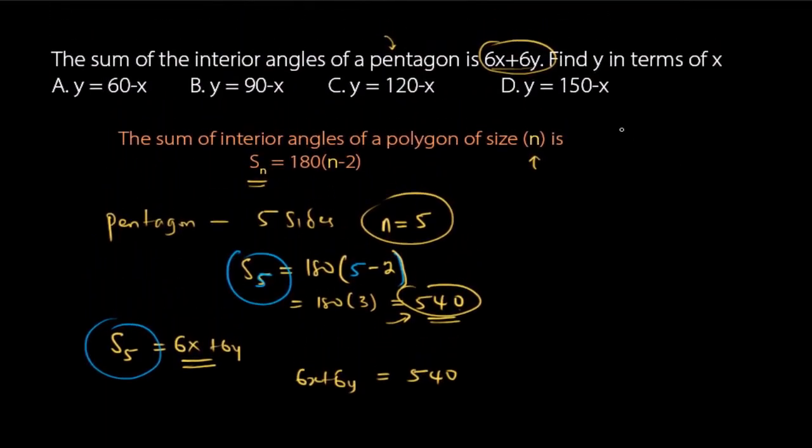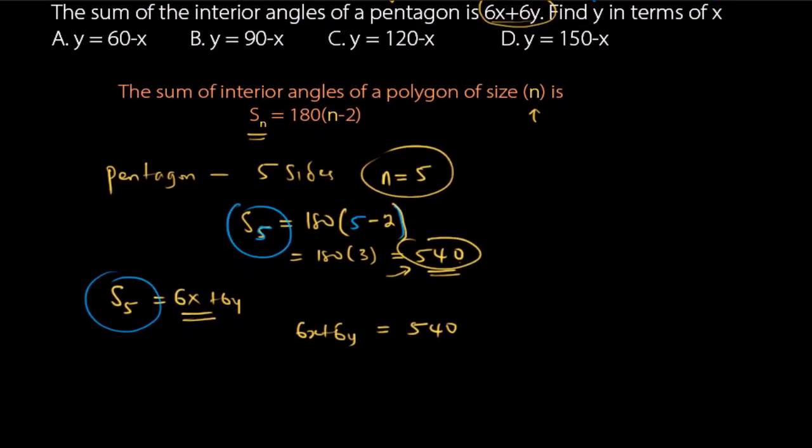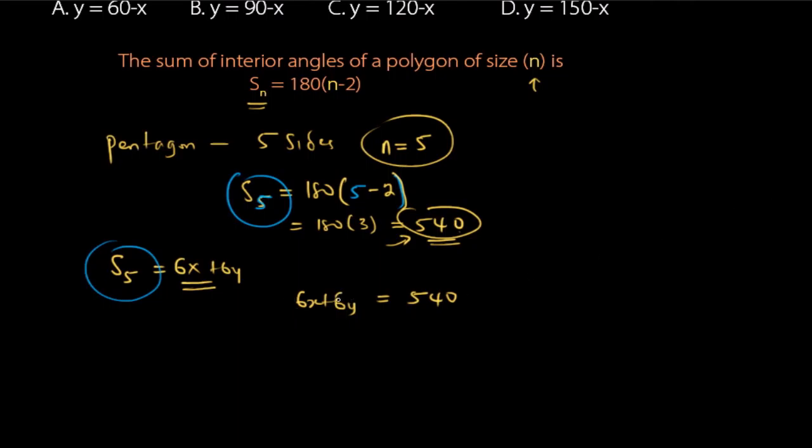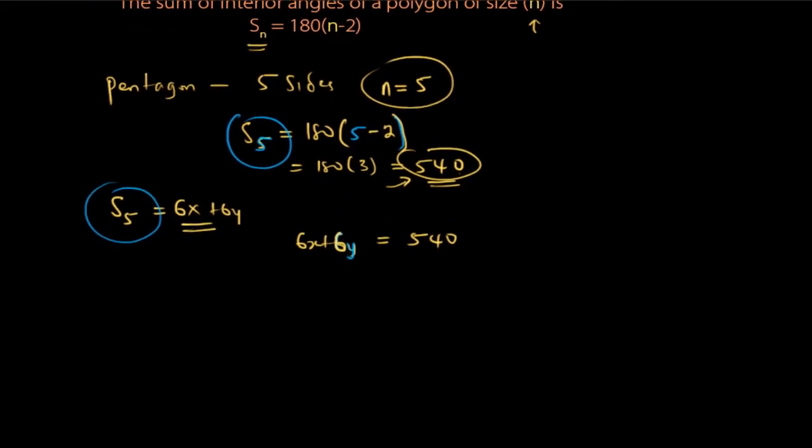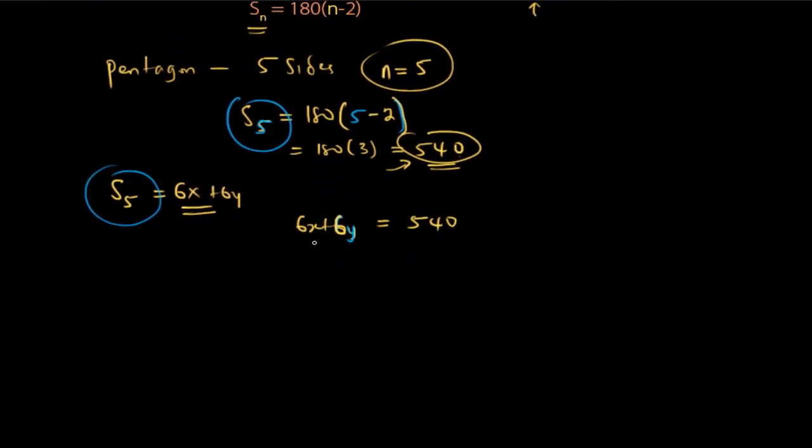Now the question says find y in terms of x. That is, make y the subject of this equation, 6x plus 6y equals 540. Since we want to make y the subject of the equation, I'm going to subtract 6x from both sides.